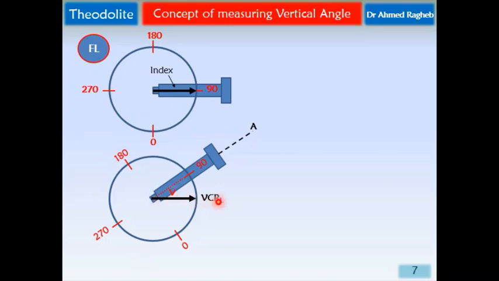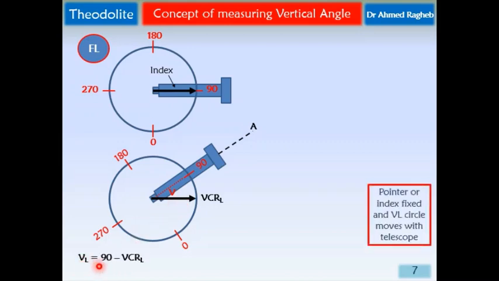The vertical circle reading in face left after you point towards point A will be somewhere from 0 to 90 degrees. So it will be a value smaller than 90 degrees. If the telescope was horizontal, it was 90 degrees. When you moved, you got a VCR less than 90 degrees. So what's the value of the vertical angle? The vertical angle will equal 90 degrees minus the vertical circle reading in face left.